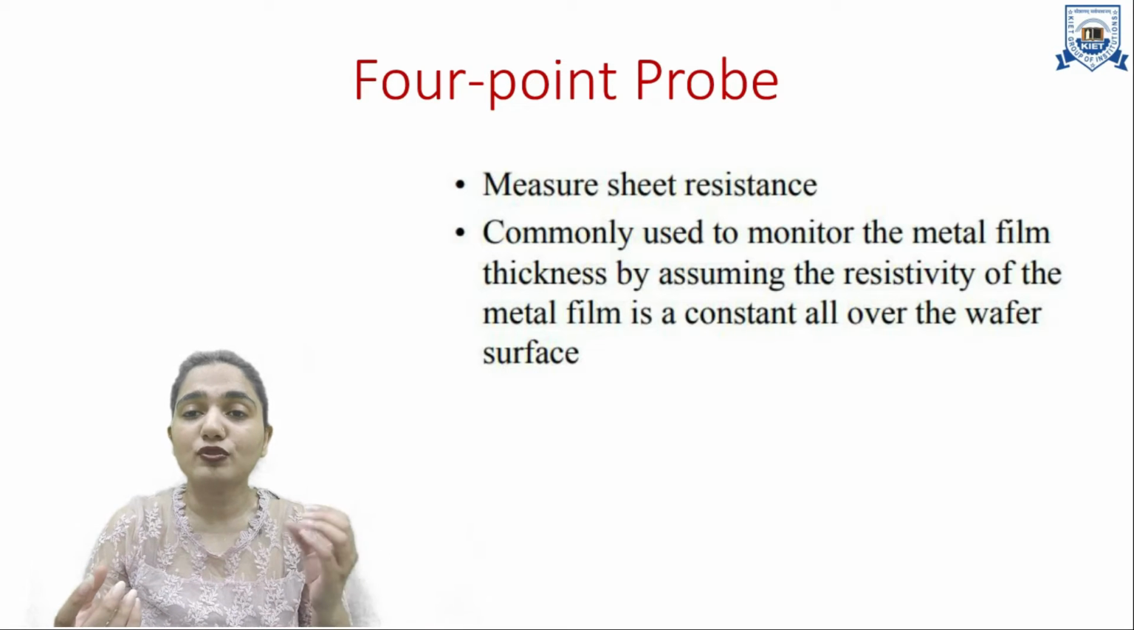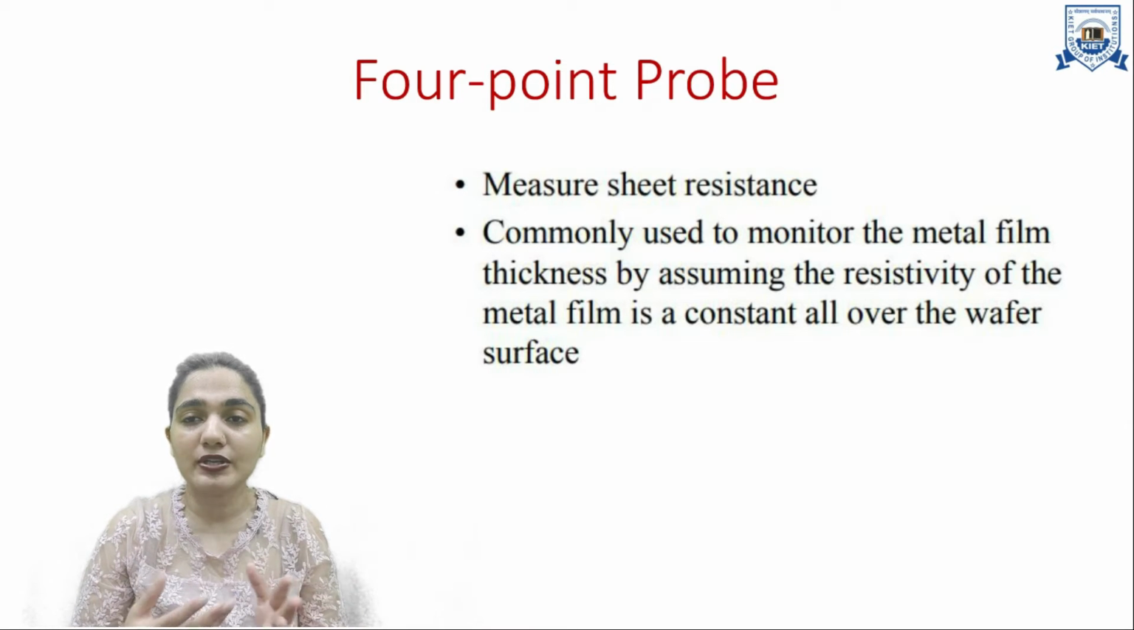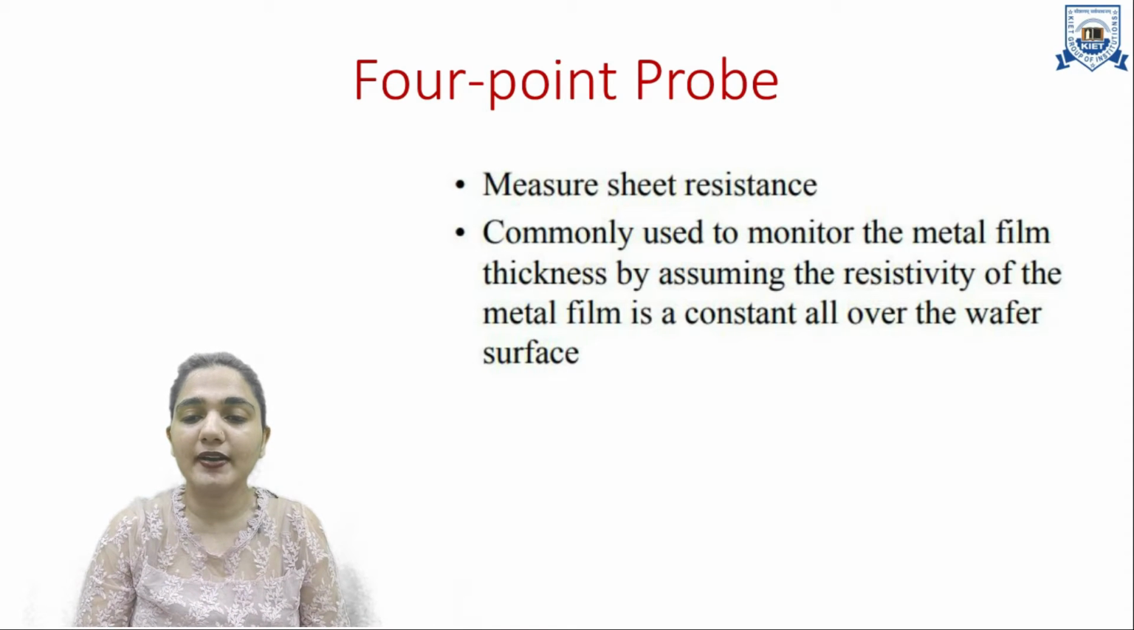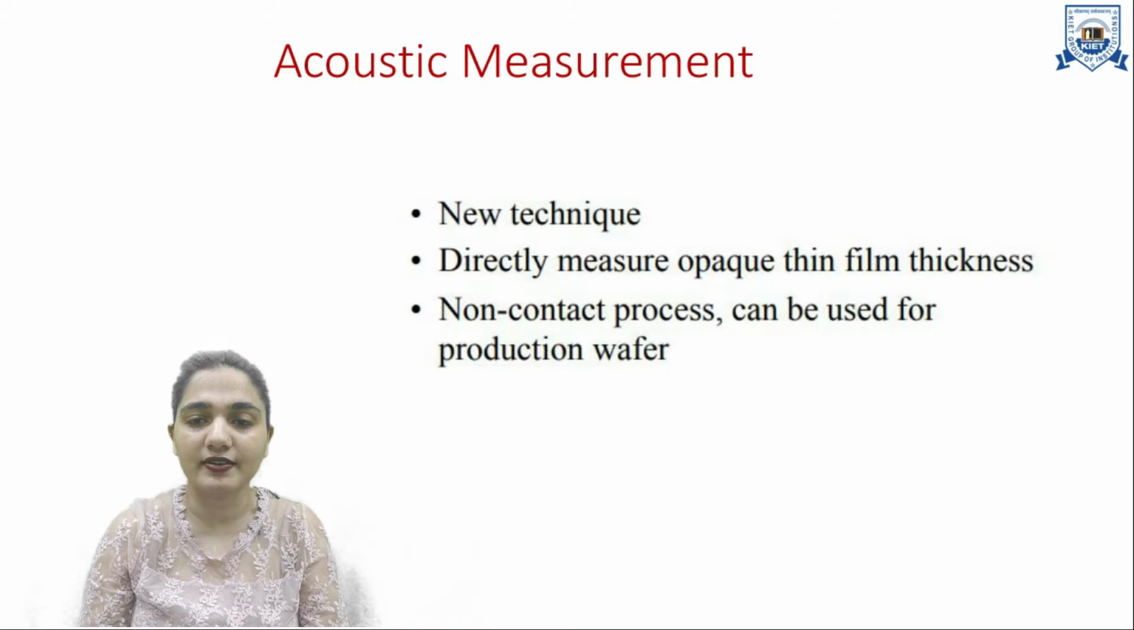Now if I have to compare them, then I will be using some properties, and these properties need to be the electrical properties. Resistance is an electrical property, and here we are measuring the sheet resistance. So it is an electrical property which will tell us how much defect has been caused and what is the relative change in the given wafer due to our doping process. It is commonly used to monitor the metal film thickness by assuming the resistivity of the metal film is constant all over the wafer surface.